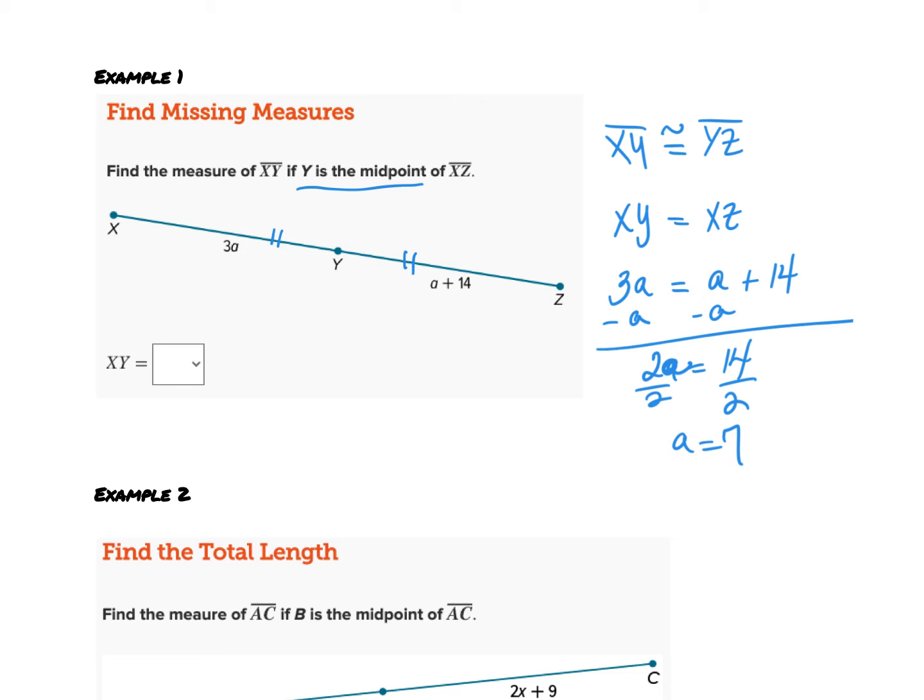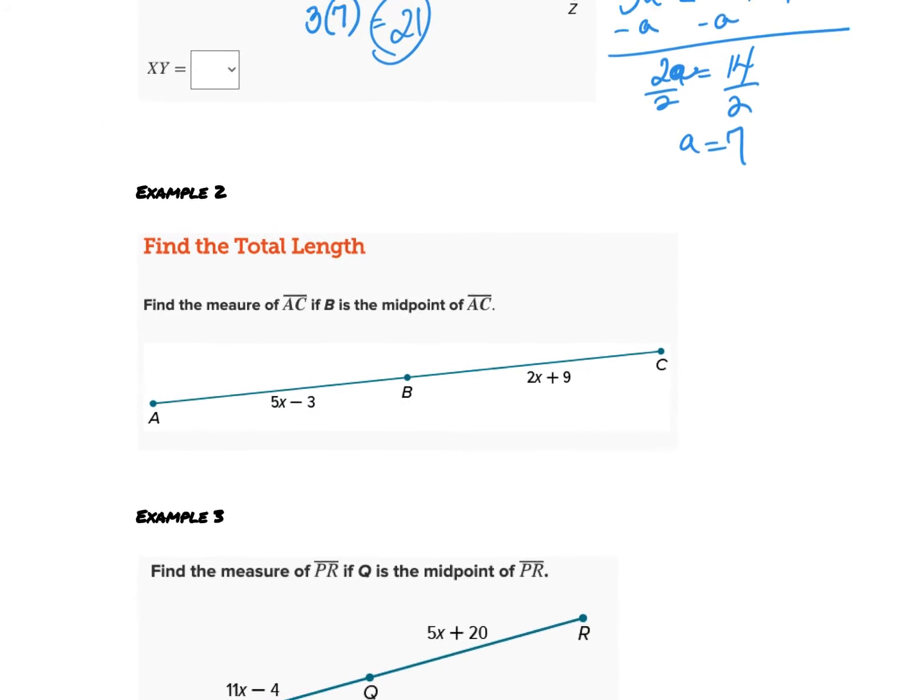But let's go back and reread the question. It wants the measure of XY. Okay? So 7 is what A equals. So we then have to substitute. XY is represented by 3a, so I need to substitute 7 in for a, because that's what a equals. So our final answer, and the value of XY, is 21.